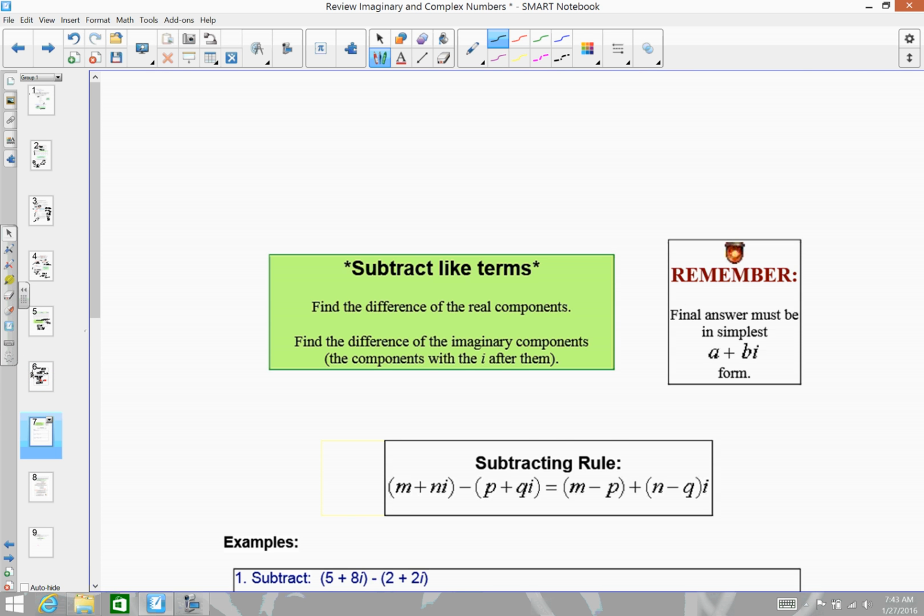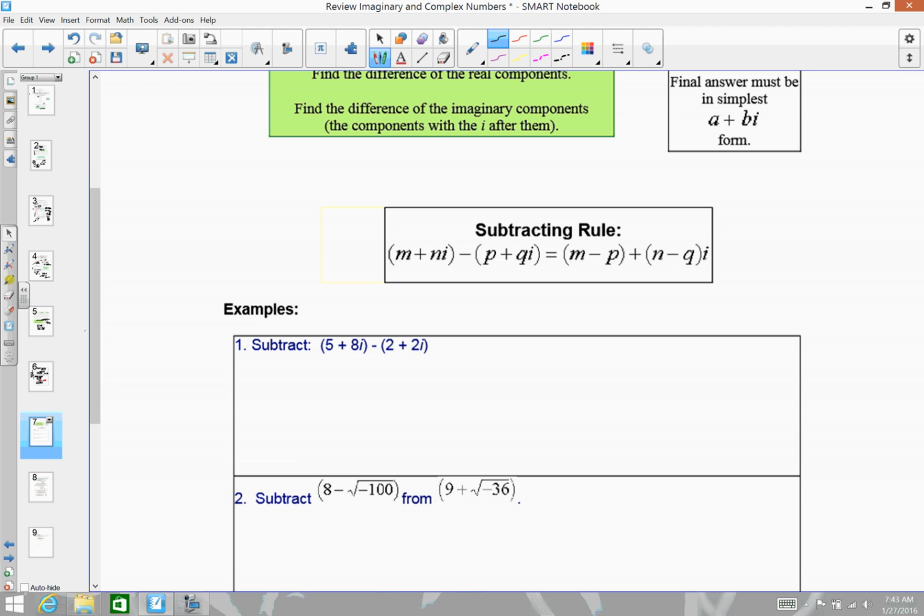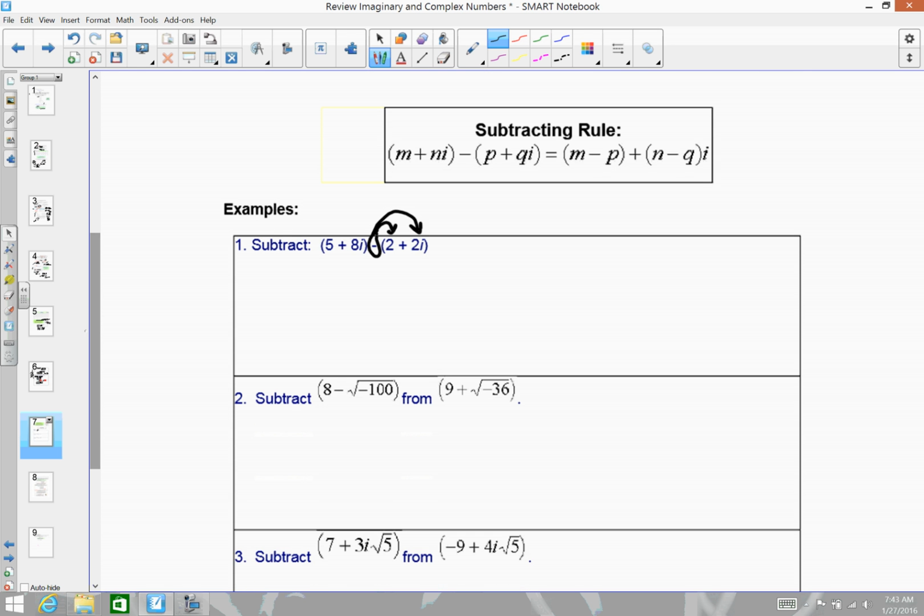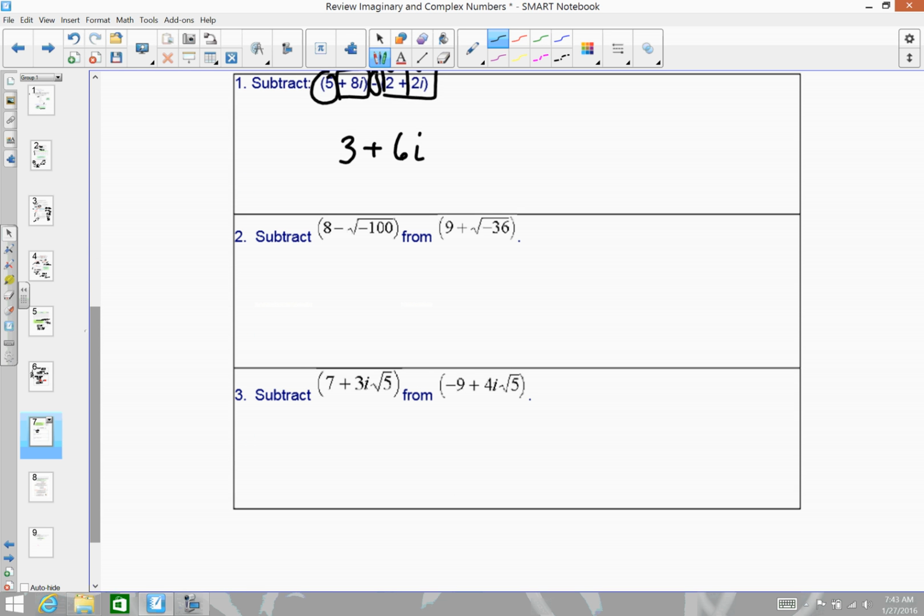All right, let's move on to subtracting these. Pretty much the same thing, only we have to remember when we are subtracting, we are going to distribute our negative sign just like we do for any polynomial that we are subtracting. So here I'm going to take my real parts, 5, and I'm going to subtract 2, get 3, and then I'm going to take my positive 8i and subtract 2i here, and I will get 8 minus 2 is positive 6i.